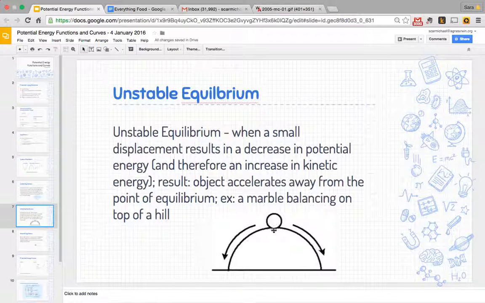And thinking about that in terms of energy, a slight displacement means that it's going to go downhill. So that's a decrease in potential energy, and that lost potential energy has converted into kinetic energy, so it's gaining speed in this case.